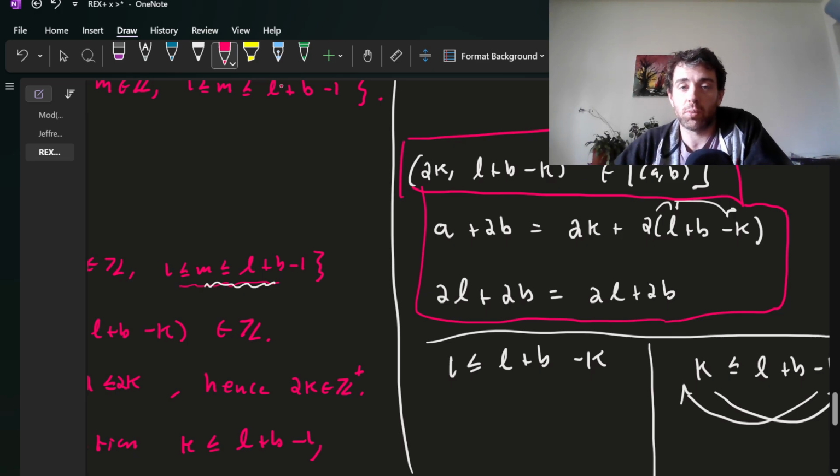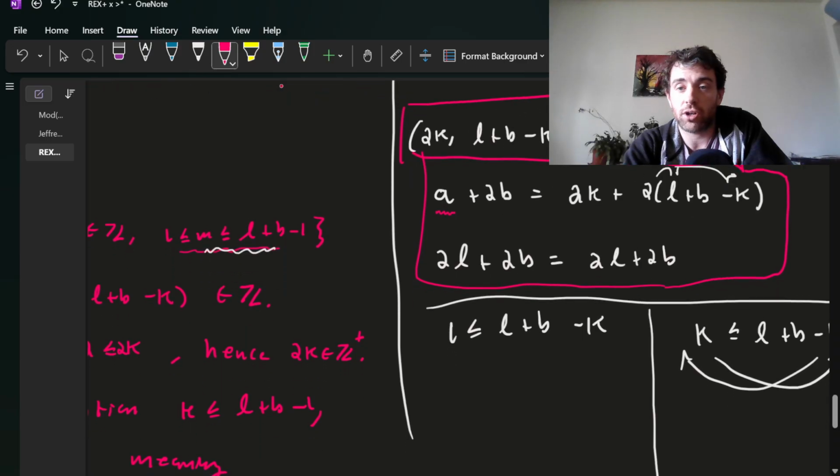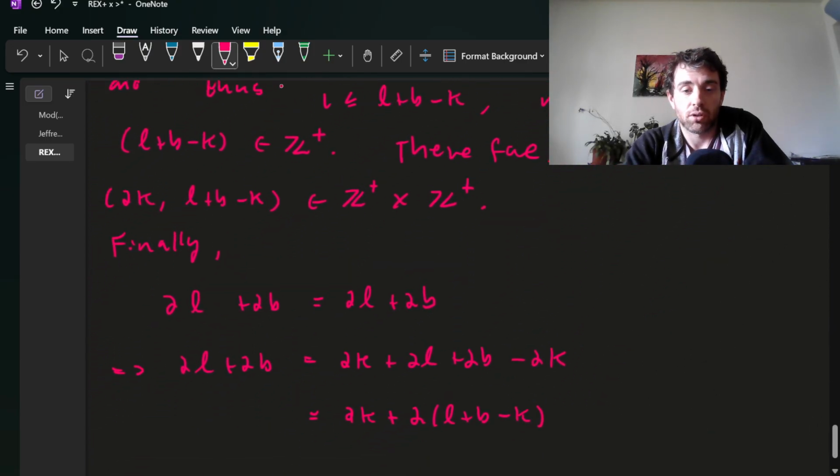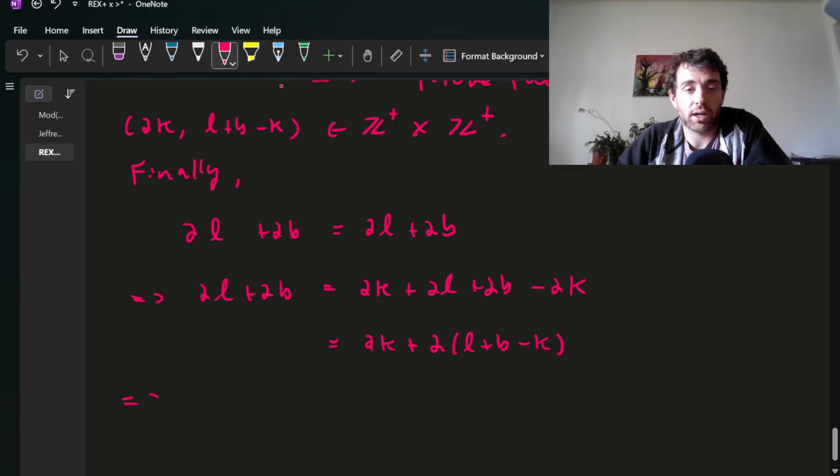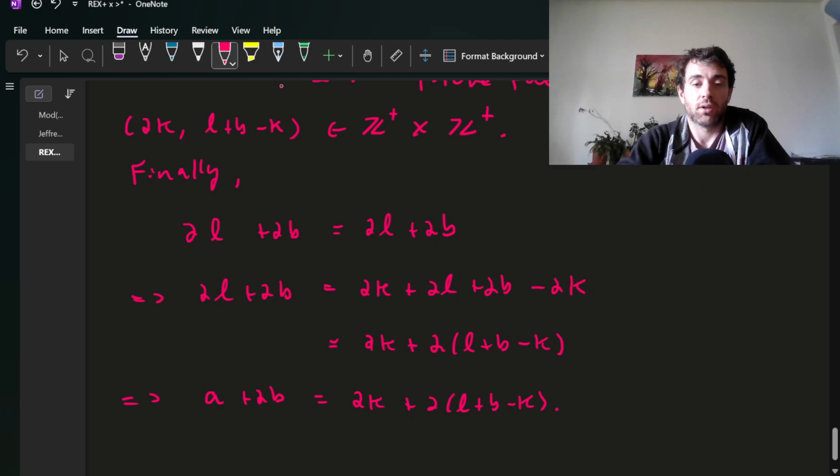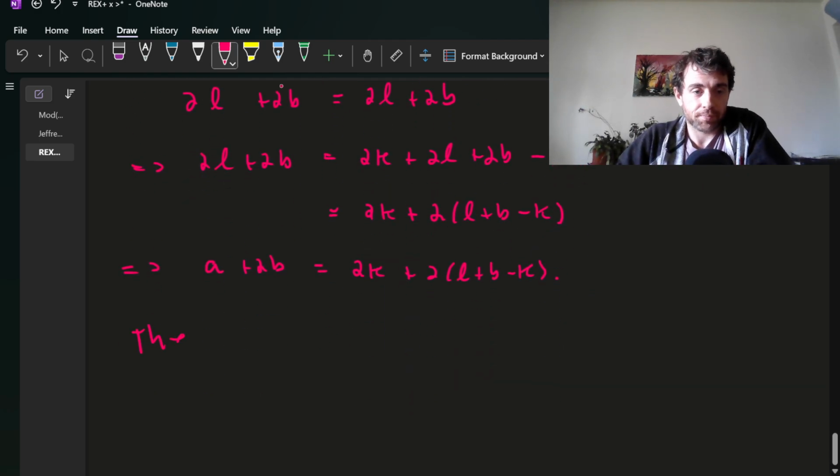Right. So now I will replace the 2L with an A on the left-hand side of the equation, and that will finish satisfying the property, right? And so finally, which implies that A plus 2B is equal to 2K plus 2L plus B minus K. Therefore, the pair 2K, 2L plus B minus K belongs to the equivalence class of A and B.